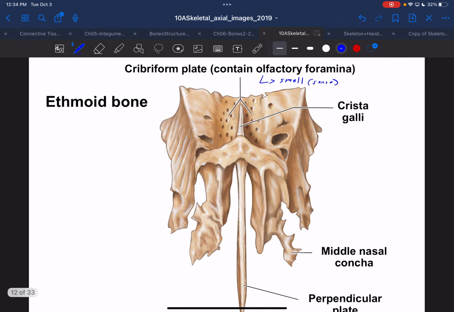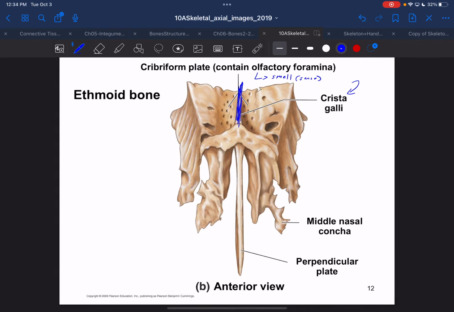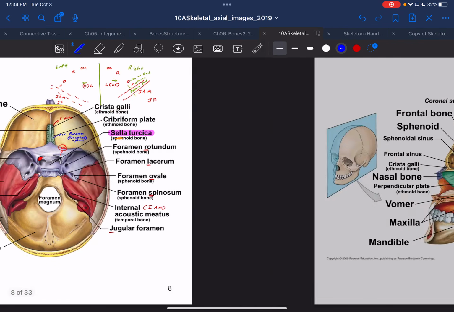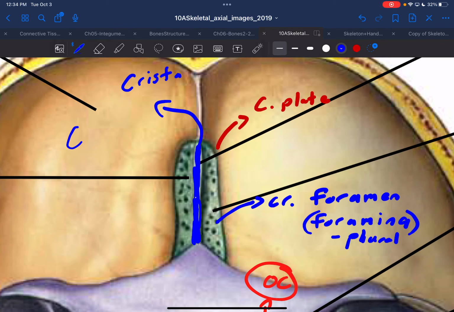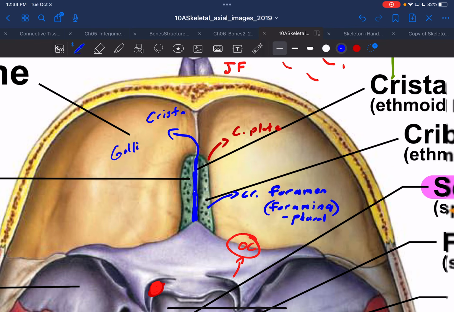And then you'll see something that intersects them both in the middle. This is called crista galli. Crista galli. And if you look at it from this view, this structure that cuts right in between both of them, that's the same crista galli.